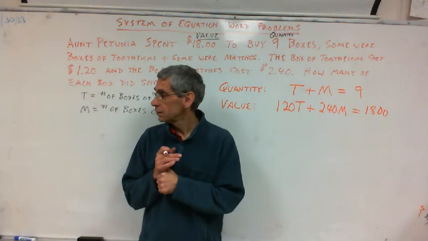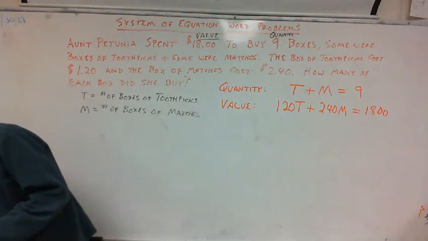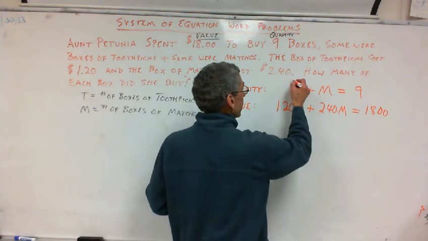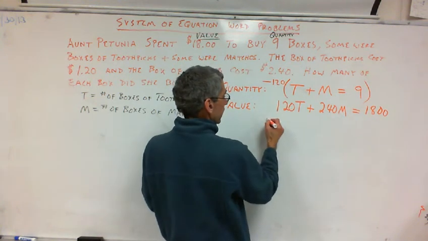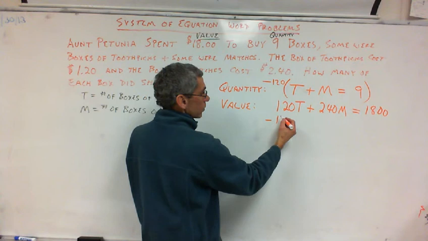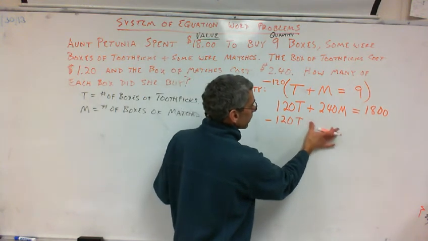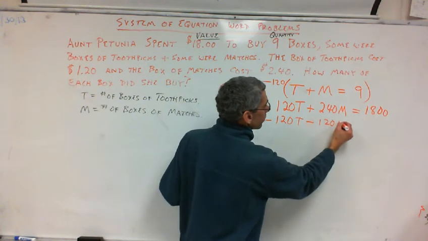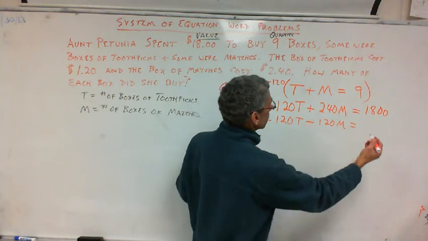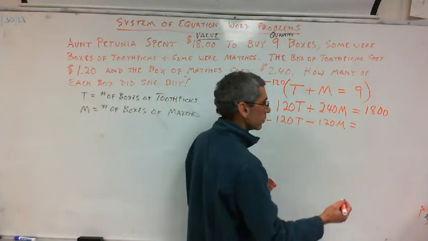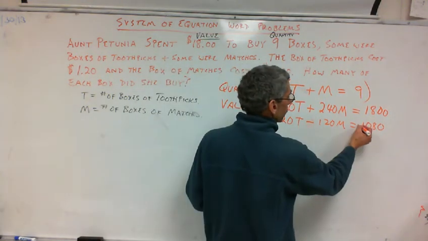So now what would we do? How would you solve it? Sal, what would you do? Multiply the top problem by like negative 120. Okay. So we're going to multiply this one times negative 120. So we've got negative, I'll write it down here and then I can combine them. So negative 120t plus negative 120m is equal to, what's 12 times 9? 108. Okay, 1080. Is that right? Yeah, 108. And it's negative though, right?